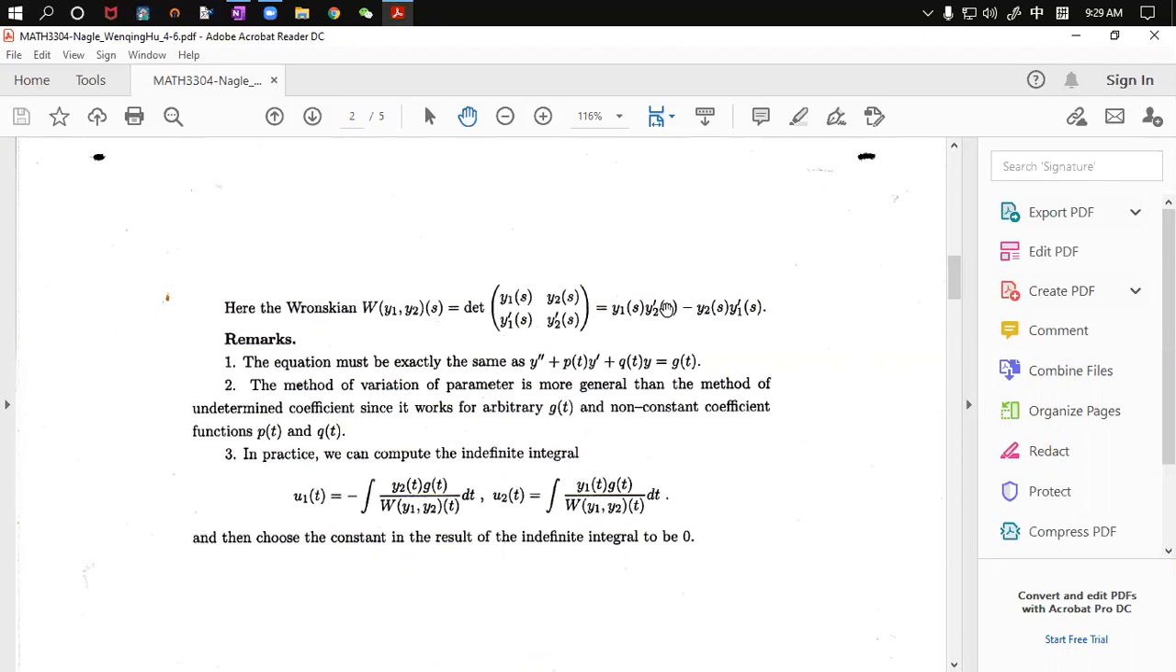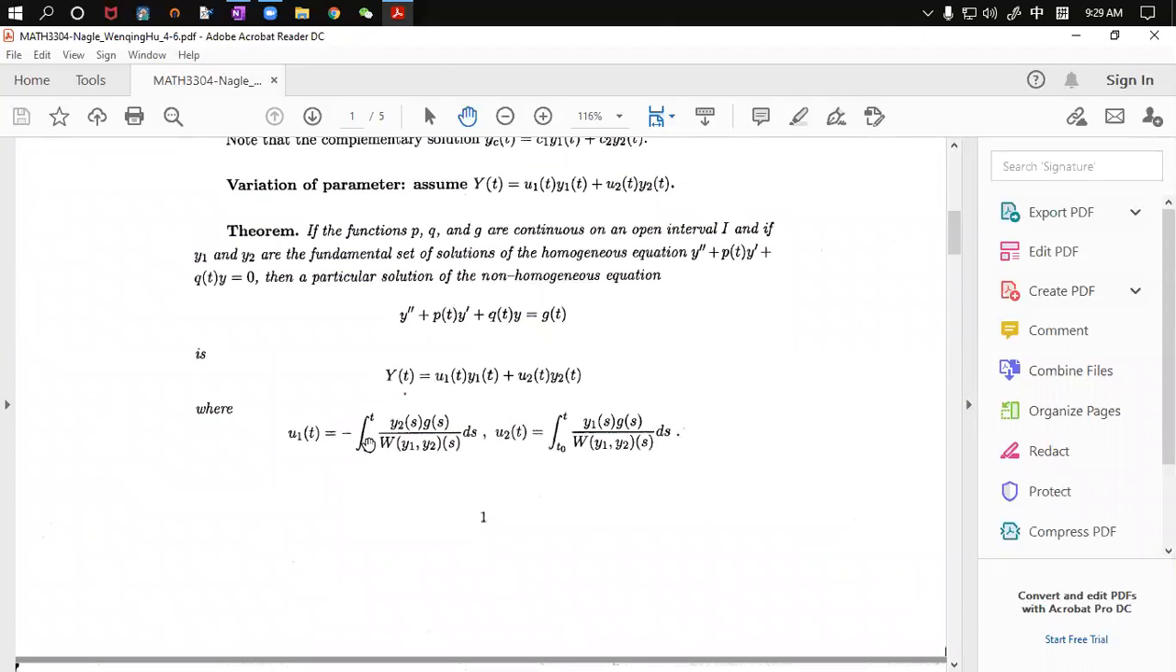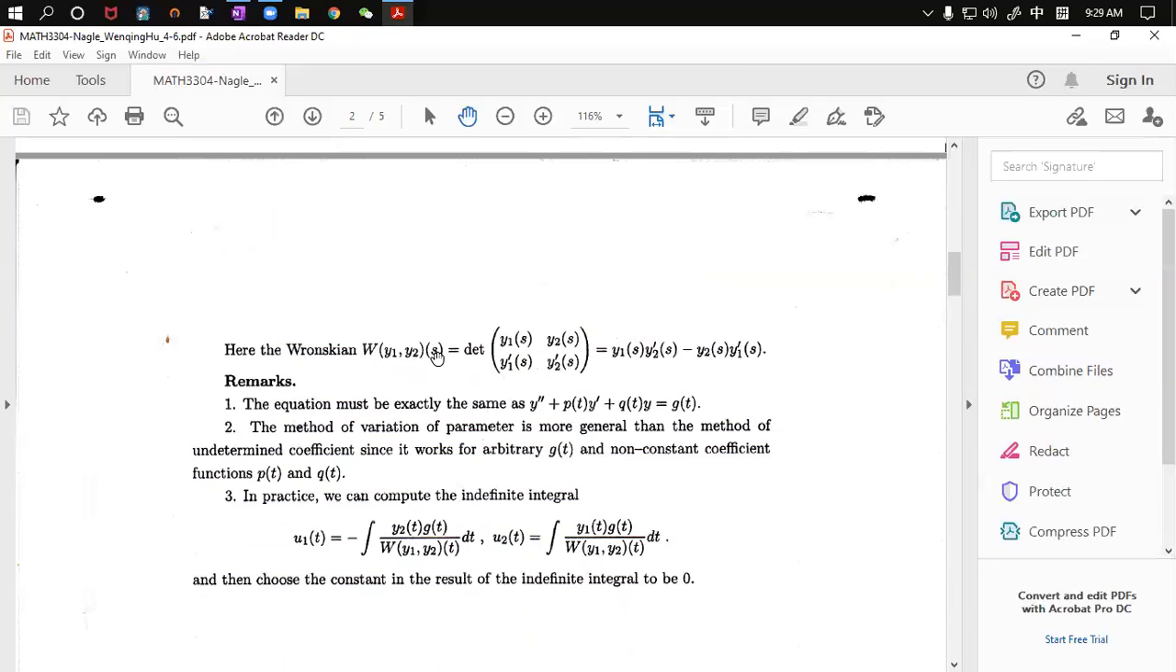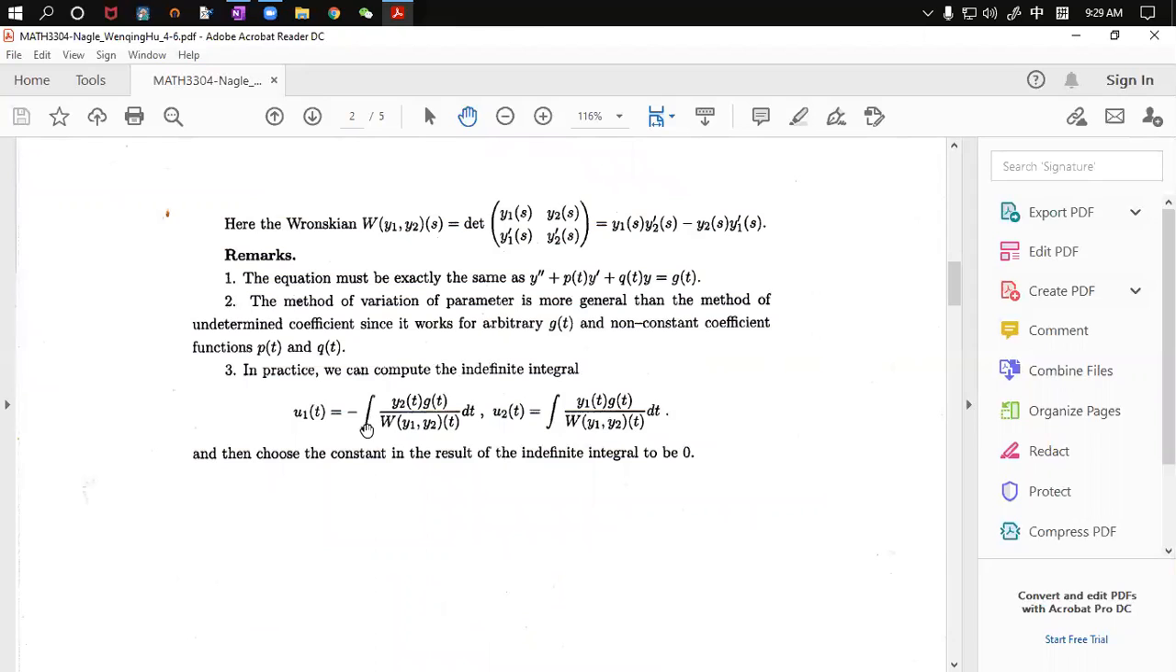Here I want to make a remark which we already made: you can compute an indefinite integral instead of the definite one, because you're not really worried about constants being added to U1, U2. It will just alter the particular solution by a complementary part. So it's enough to calculate the antiderivatives and choose any constant you like. Usually we like to choose 0, as simple as you can. That's the principle.